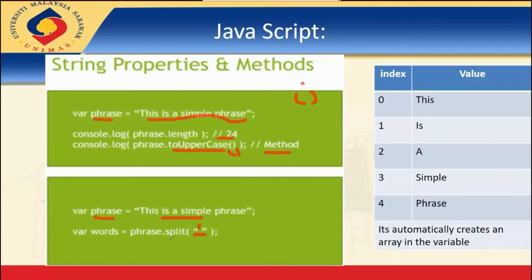When split, this variable will automatically become an array, and it will hold all the values starting from index 0. At index 0 will be this. Index number 1 will be is, and a. Sorry, the is and a are not capitalized, they will be the same as here. And then simple and all this.